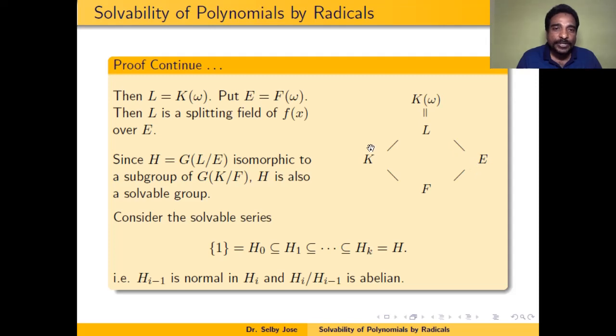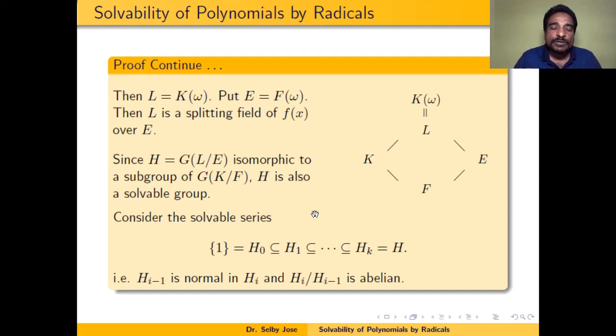So therefore, because K over F is a Galois extension, L over E is also a Galois extension, and the Galois group of L over E is isomorphic to a subgroup of the Galois group of K over F. So if H is equal to the Galois group of L over E, then H is a subgroup of the Galois group of K over F. But we know that the Galois group of K over F is a solvable group. It is given. And we know that any subgroup of a solvable group is solvable, and therefore the Galois group of L over E is solvable. That means H is a solvable group.